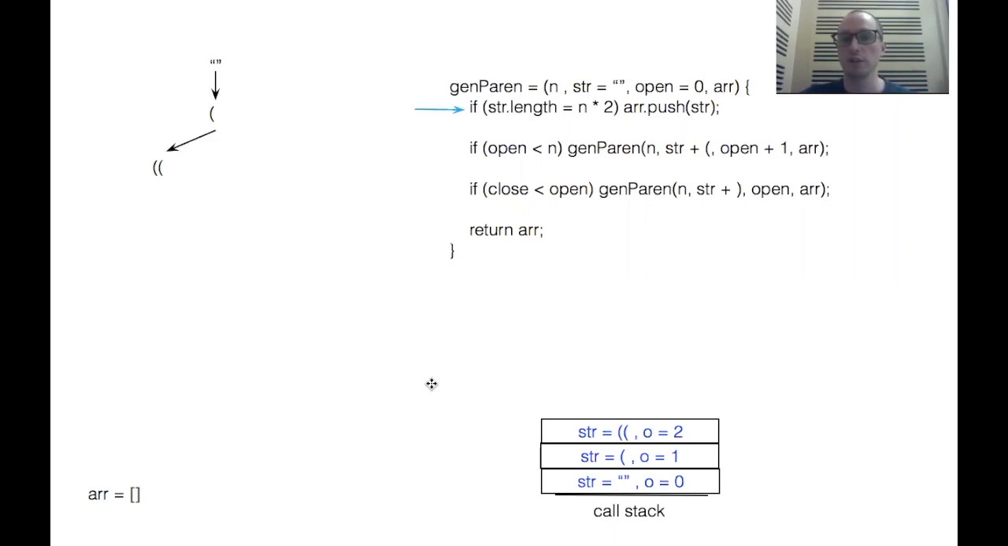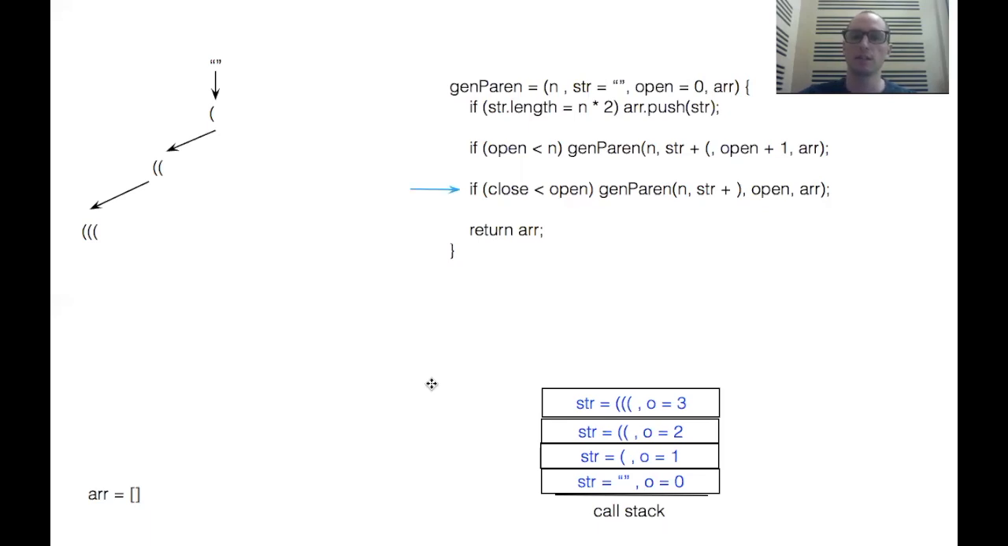We will check our string. It's not n times 2. We'll move on to the next line. Opens are less than n, so we'll push another call to genParen with 3 open parens onto our stack, and we'll go into the execution of this code. Our string is still not n times 2. Our opens are now equal to n, so we cannot add any more open parens. So we'll move on to the next line.